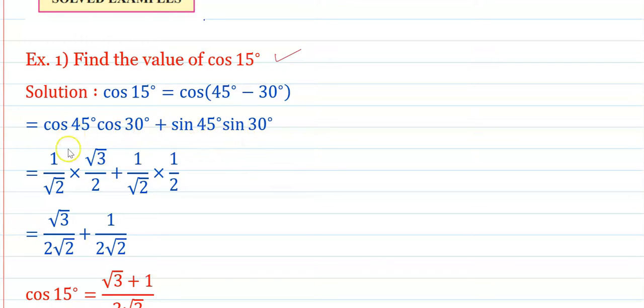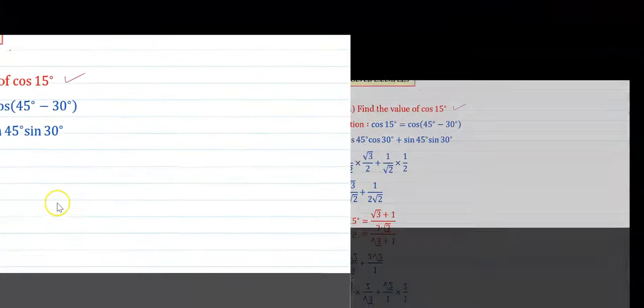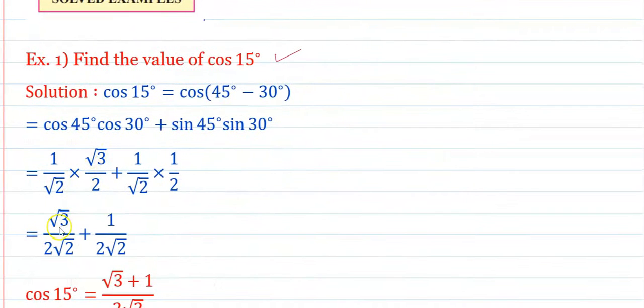But what is the cos of 45? 1 by root 2. Cos 30 root 3 by 2. Cos 45, 1 by root 2 into sin 30 is 1 upon 2. The product of the two: 1 into root 3 you will get root 3. 2 into root 2, 2 root 2. 1 into 1 you will get 1. 2 into root 2 you will get here 2 root 2.